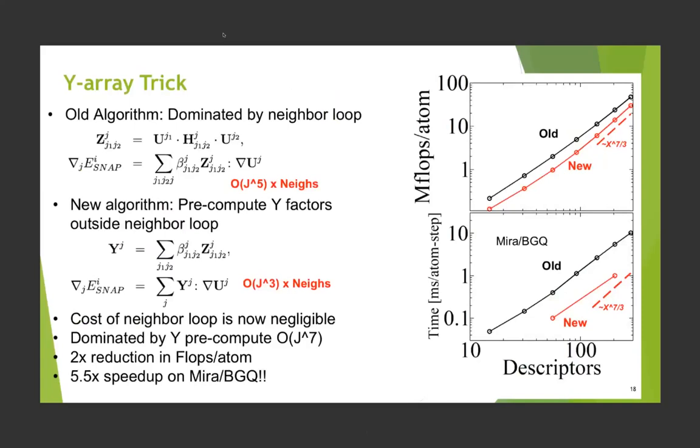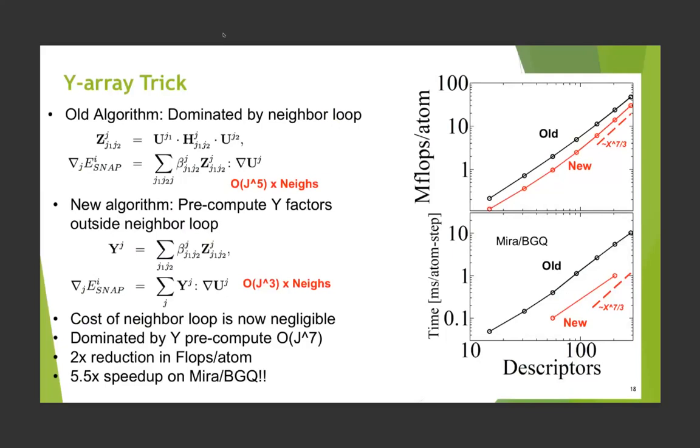So the product of y times del u becomes very, very cheap. And all that we're left with is the underlying cost of calculating the prerequisite quantities, which is basically the Z matrix and then the Y matrix. What's really fascinating about that is it basically eliminates the dependence on the number of neighbors. So most of the computation is now involved in things that do not depend on the number of neighbors, which is very unusual for an interatomic potential, where generally we are slaves to computational cost increasing with the number of neighbors. In practice, in serial calculations, that Y array trick across the board gives about a 2x speed up.